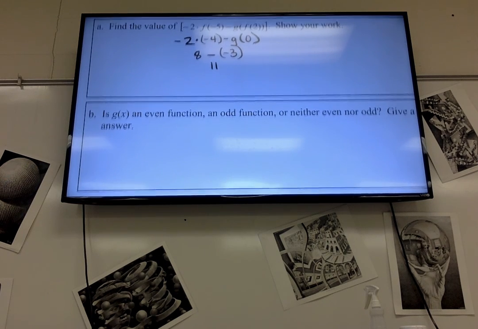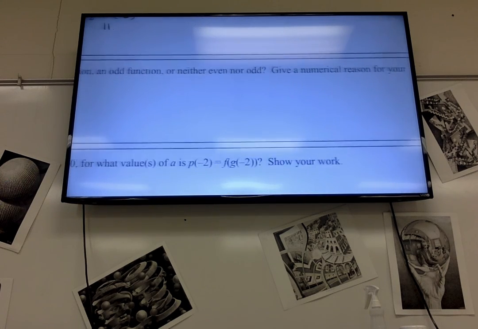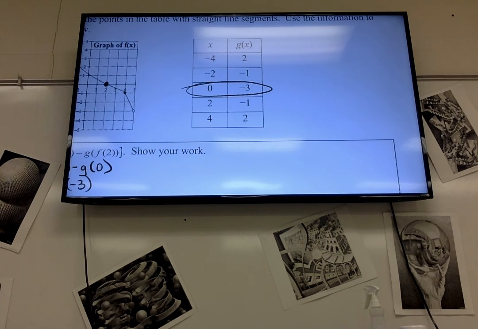B, is g of x an even function, an odd function, or neither even or odd? Give a numerical reason for your answer. All right. Oops. Oh, that's not at all what I meant to do. I meant to erase. There we go. So we're talking about g of x. So we have the point negative 4, 2, and then we have the point 4, 2. So that means so far that if I take the opposite of an x, it's going to give me the exact same value.